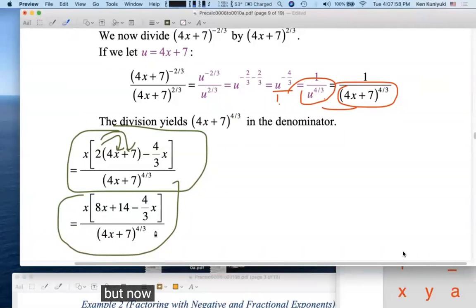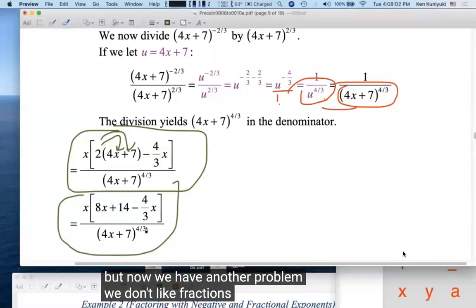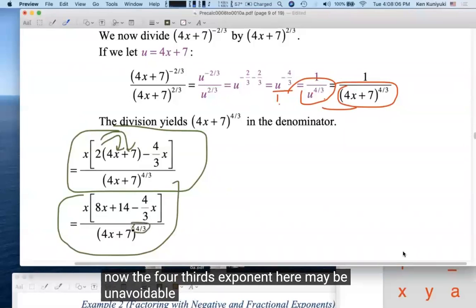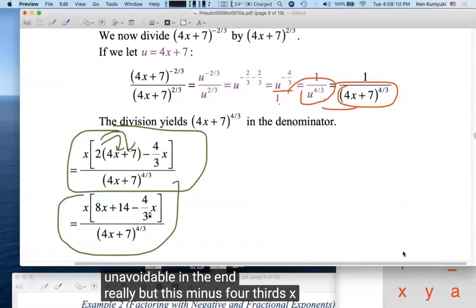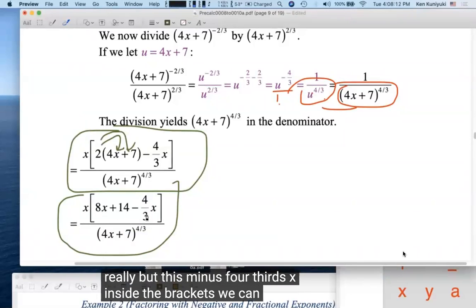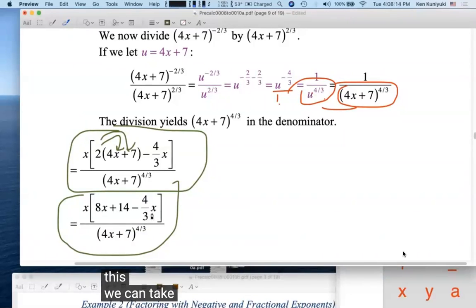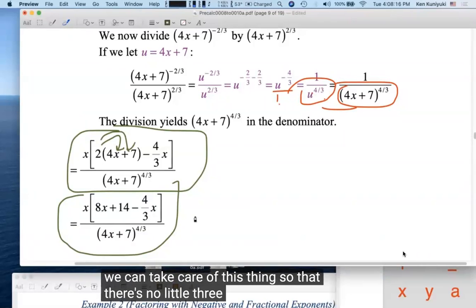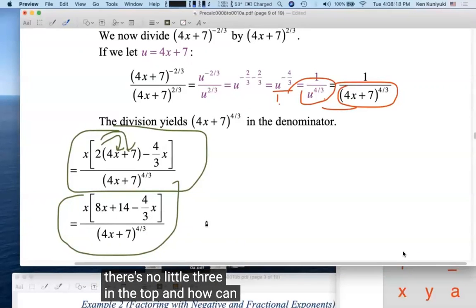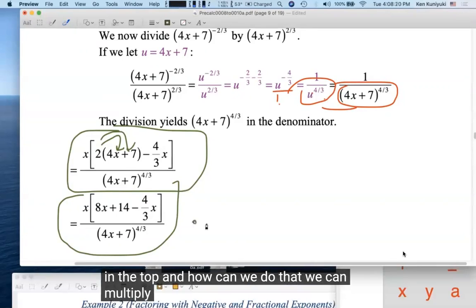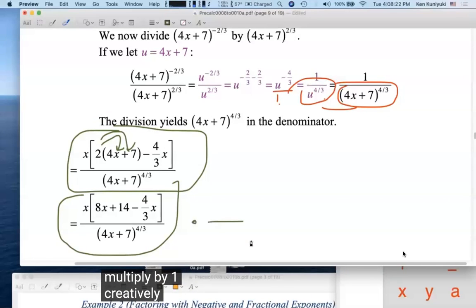But now, we have another problem. We don't like fractions inside fractions. Now, the 4/3 exponent here may be unavoidable in the end, really, but this minus 4/3 x inside the brackets, we can take care of this. We can take care of this thing so that there's no little 3 in the top. And how can we do that? We can multiply by 1 creatively.